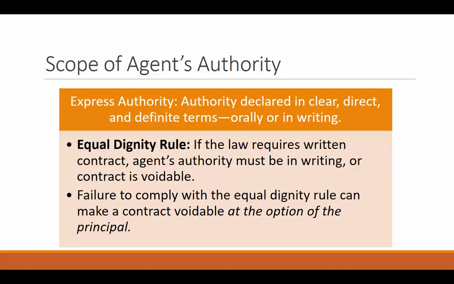Express authority, so this is direct, clear, definite terms. It's usually in writing, or it can also be an orally granted authority. The rule of agency law follows contract law that says if the underlying nature of the relationship would require a writing under contract law, then agency law would also support that conclusion that we'd need a writing if it's required under the rules of contract law. Failure to comply, so failure to recognize this, basically makes the contract optional. So the principal then has the ability to void that contract if it's not fulfilled in the required terms under contract law to have a writing.